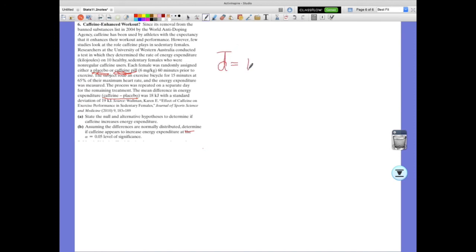They got that our average difference is 18 and the standard deviation of our difference is 19. They want us to state the null and alternative hypothesis to determine if the caffeine increases energy expenditure. So if the caffeine is going to increase the amount of energy that someone puts forth, our null is that it doesn't change anything. So our null is that our average difference equals 0. There's no difference at all.